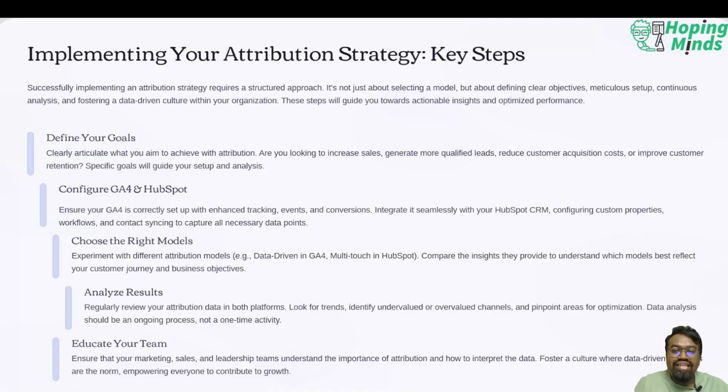Now, analyzing results. Regularly review your attribution data in both platforms, looking for trends, identifying undervalued or overvalued channels, and pinpointing areas of optimization. Data analysis should be an ongoing process, not a one-time activity. So let me give you an example to understand this particular point.